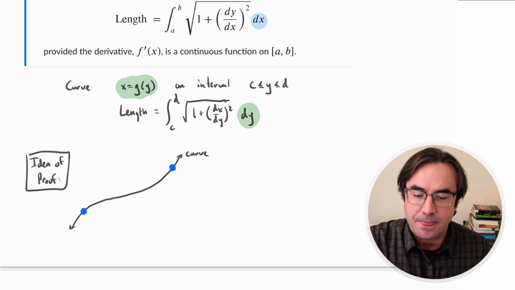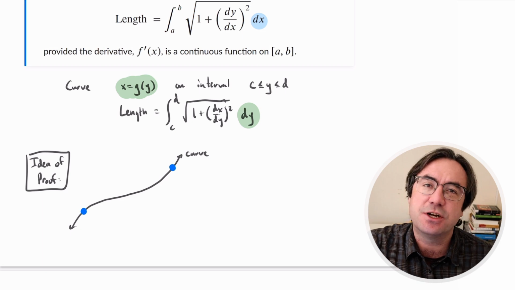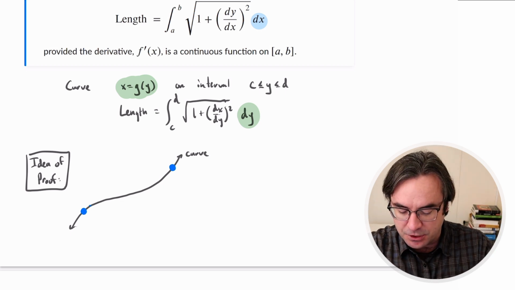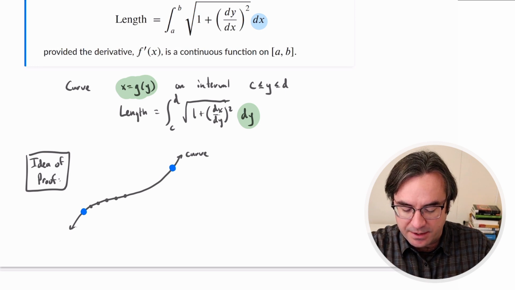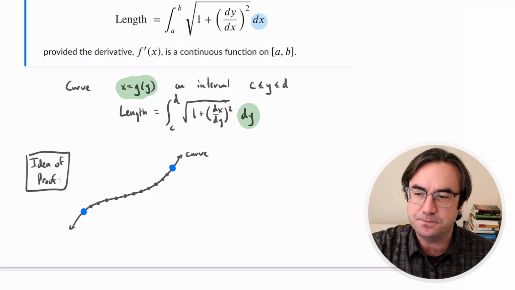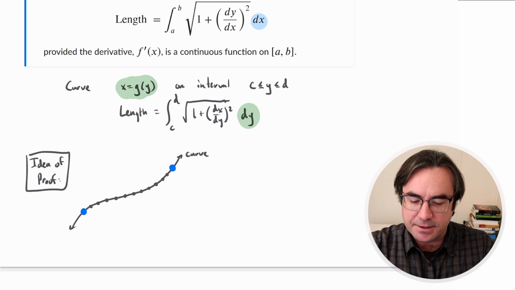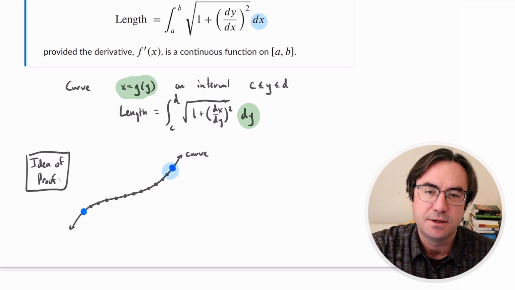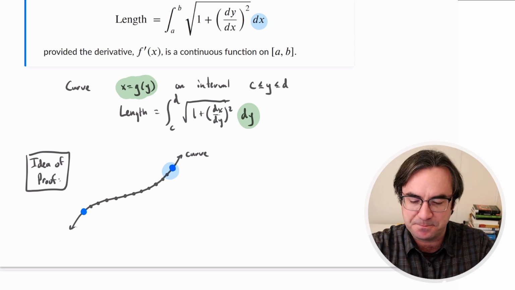Well, the idea is that we're going to break this section of our curve up. We're going to slice it up into a whole bunch of little pieces. Basically we're going to divide it up into a whole bunch of little line segments, or things that are going to look like little line segments. And let's zoom in on, say, just the end right here, on the little line segment at this one little section.